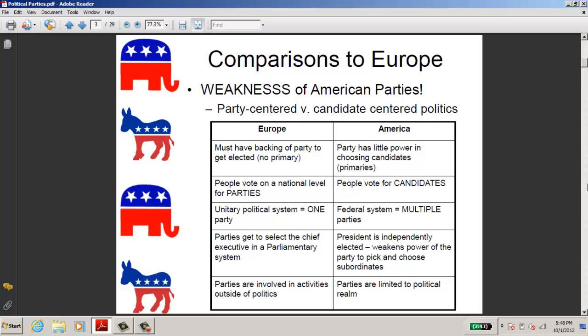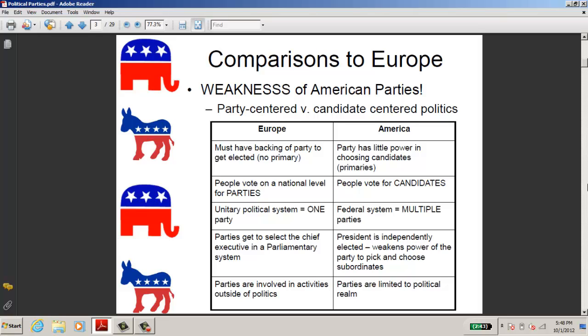So you might have a president who is surrounded by certainly a Congress who might hate him, but also, people within his cabinet might be people who the party doesn't necessarily like, because more power is given to the individual candidate to make the decisions.